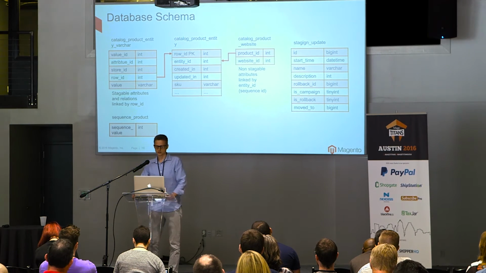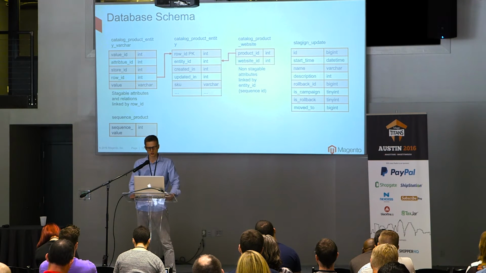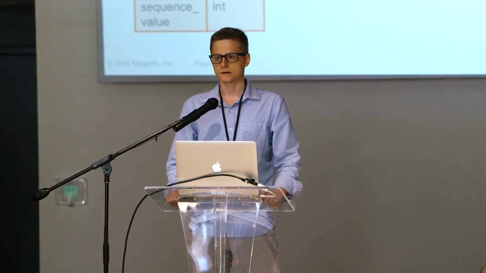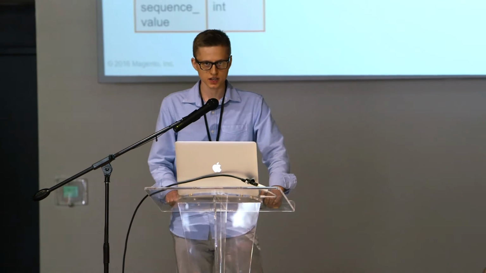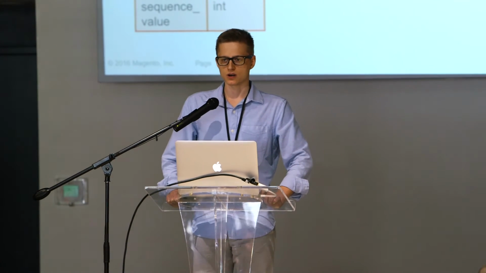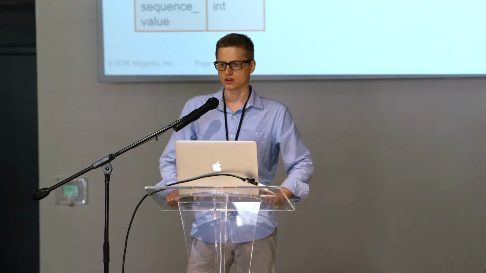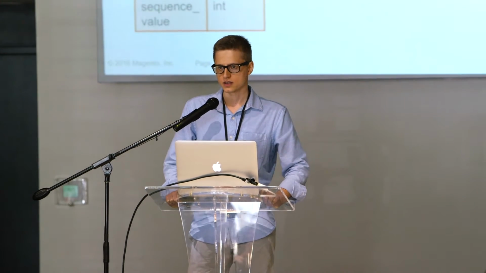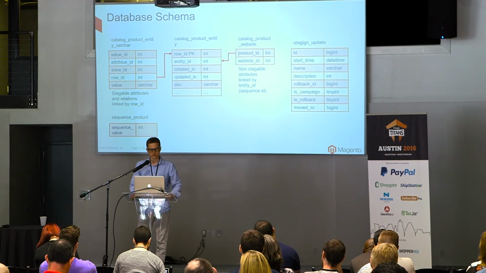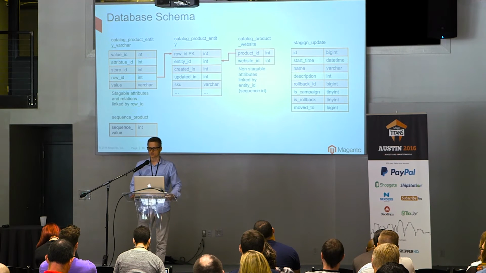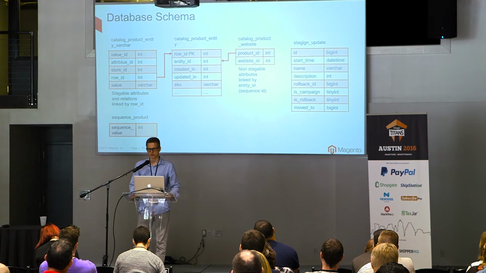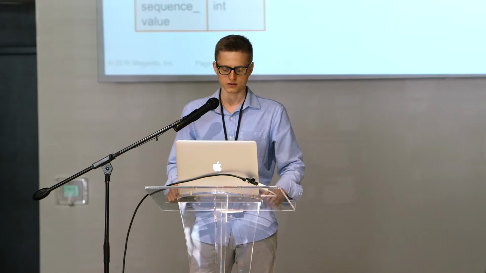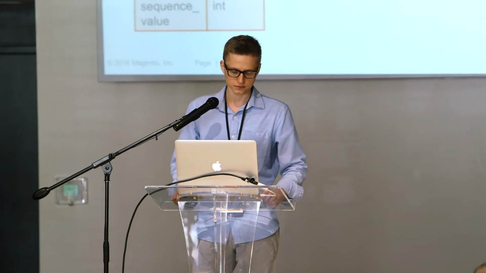Entity ID has a different meaning in staging. It's sequence ID, and sequence ID is the same for all of the versions of a particular entity. For instance, if you have a product A, and this product has two versions, then you will have the same ID for these two versions, but product B will have a different sequence ID.